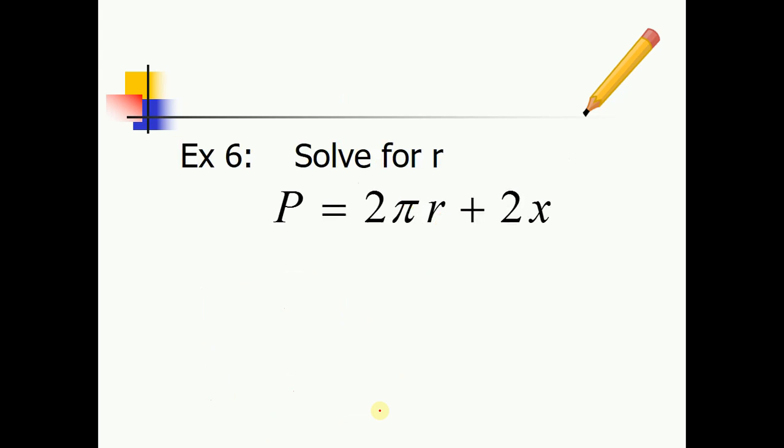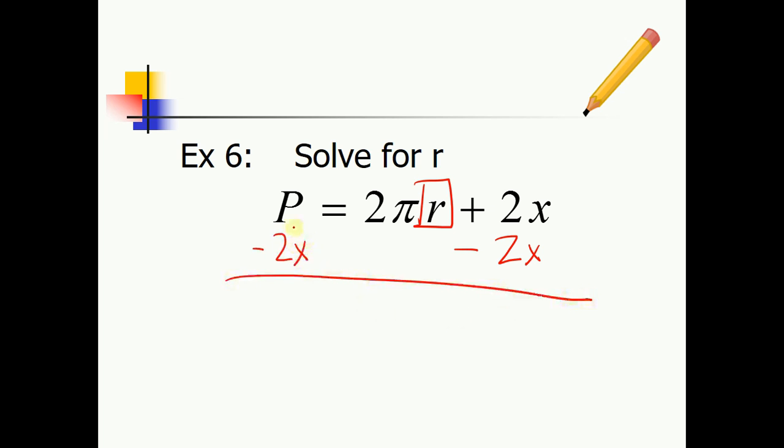Alright, now let's try solving for r. This is a perimeter. It looks like it's perimeter of some nature. So we got 2 pi r plus 2x. So we need to solve for r. We need r alone. So I'm going to box r so I know kind of what I'm looking for, right? So first things first, I'm not going to touch anything here because there's some division right here. But I do have something that I need to kick to the other side. So this is like that plus 5 again. So let's subtract 2x to the other side. Left side now, I'm going to have p minus 2x equals 2 pi r.